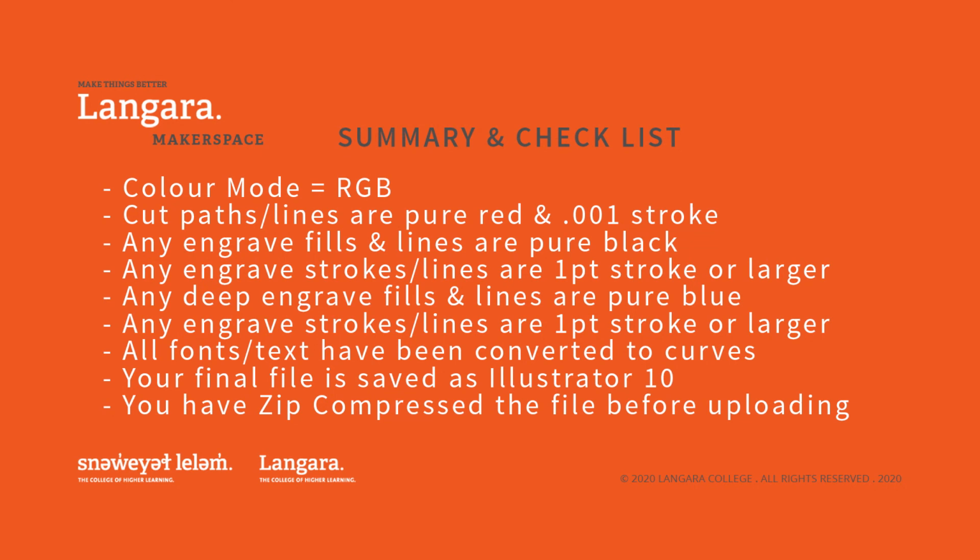Okay, so just to summarize, color mode RGB, cut paths and lines, pure red, 0.001 stroke. Any normal engrave or shallow engrave, the fills and lines need to be pure black and 1 point stroke or larger. Deep engrave need to be pure blue with 1 point stroke or larger. All fonts and text need to be converted to curves. Save your files to Illustrator 10 and zip compress the file before uploading if you're getting us to output the file.